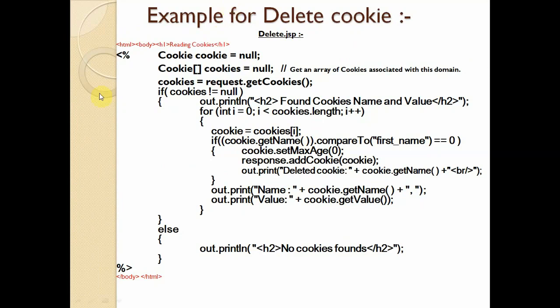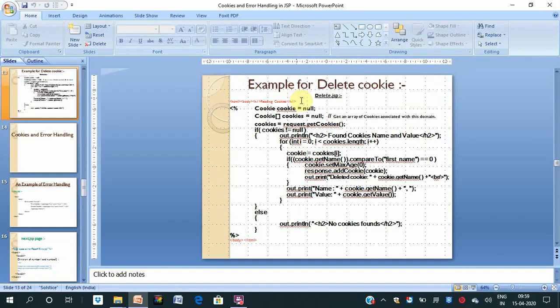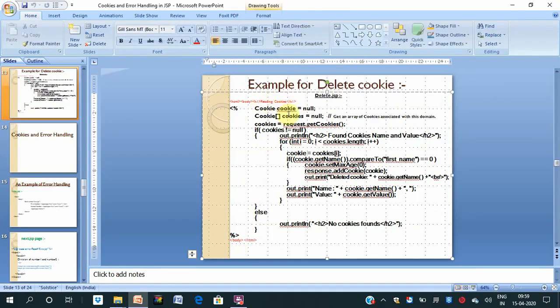So again we have written the same type of program. We have started the program with HTML, body, heading 1, deleting cookie. Here we will write deleting cookie. यहाँ पे आपको क्या लिखना है, deleting cookie. तो ये आ जाएगा deleting cookie.